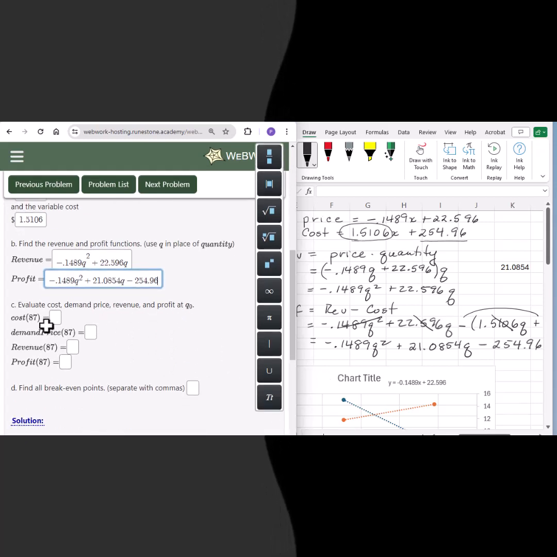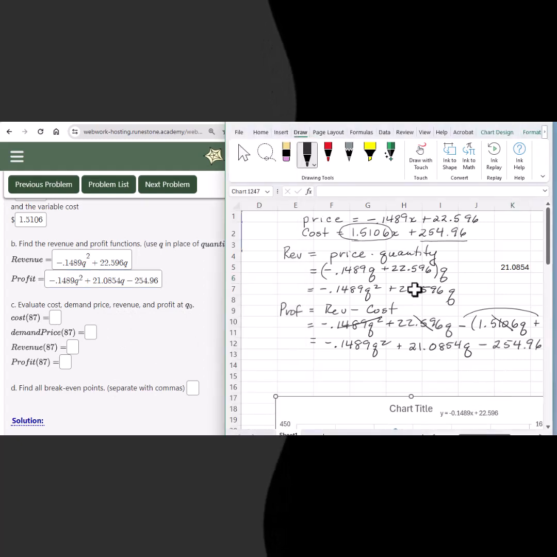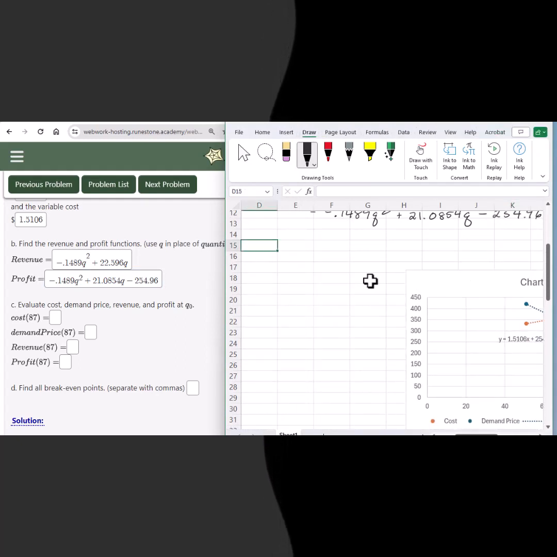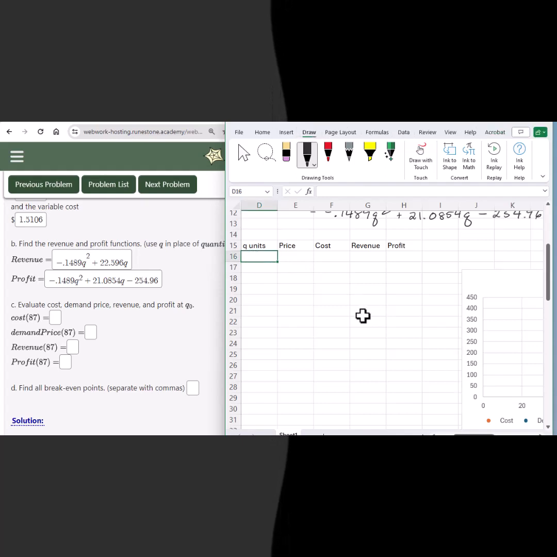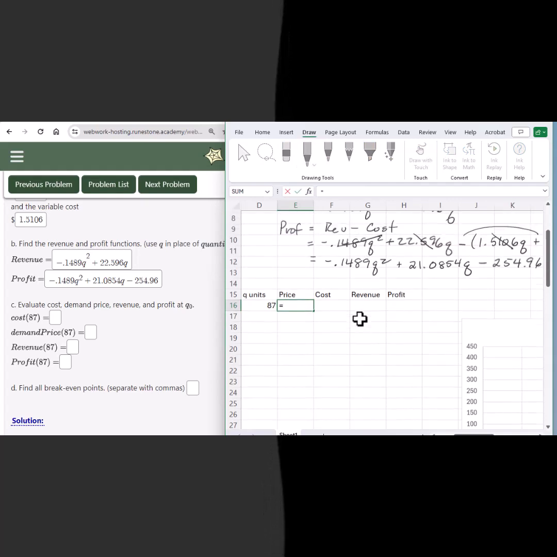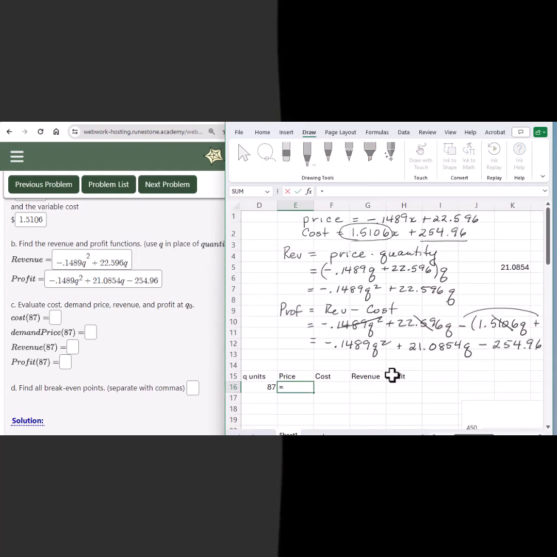Evaluate each of those at a value of 87 and then find the break-even points. Okay, at this point, I'm going to switch and create a chart here, create my data. I need units, price, and then cost and then revenue and profit. For units, 87. Price equation was, there it is, negative 0.1489 times the units plus 22.596.